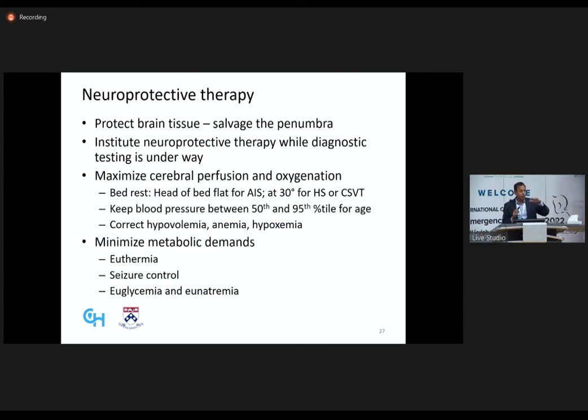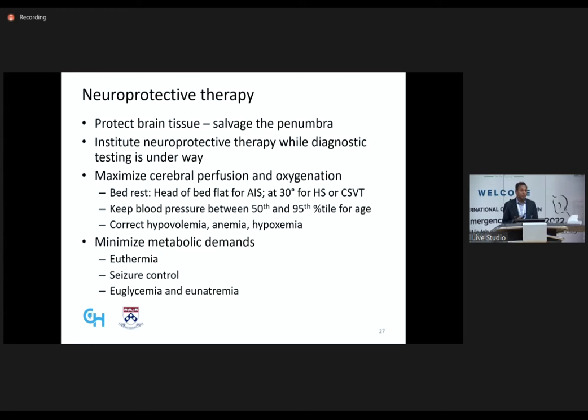You want to keep the blood pressure normal to higher limits of normal, so that there is good cerebral perfusion pressure. If there is any concern for hypovolemia, like if the patient has been having gastroenteritis and is dehydrated, you want to correct that. Anemia, hypoxemia, you want the saturations to be more than 95%. If room air is not enough for that, then give supplemental oxygen.